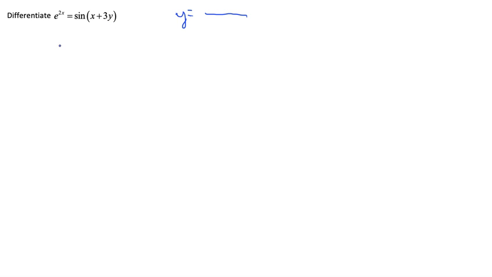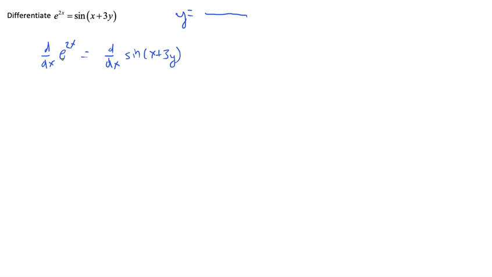So we're going to take the derivative with respect to x of e to the 2x, and we're going to take the derivative with respect to x of the right side, the sine of x plus 3y. We're going to, of course, use the same rules: the rules for exponents, the rules for trig functions, and of course, we're going to have to use the chain rule for this guy. Well, let's take a look.